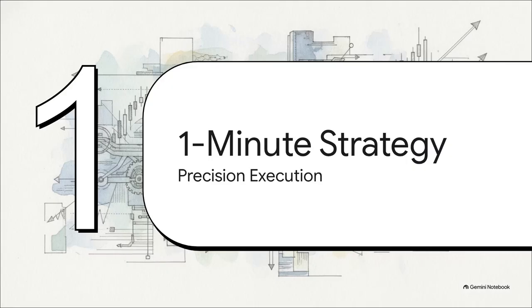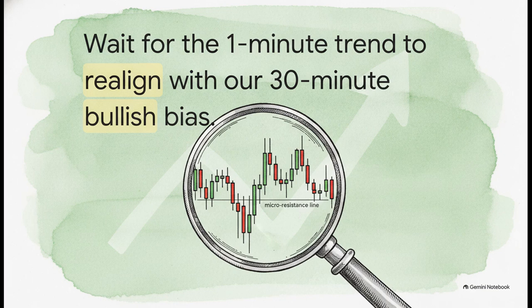Finally, Section 5, 1-minute entry strategy. Precision execution, because getting to the zone isn't the whole story. Once price taps our higher time frame zone, we don't just blindly enter. Honestly, entering blindly and just crossing your fingers that the zone holds is exactly how 99% of traders get stopped out. Instead, we drop down to the 1-minute chart. It's like looking through a microscope.